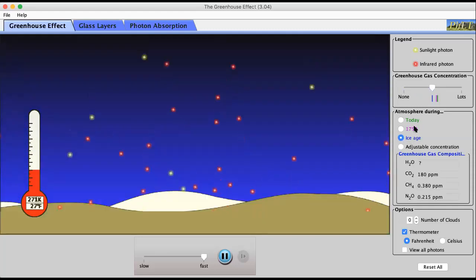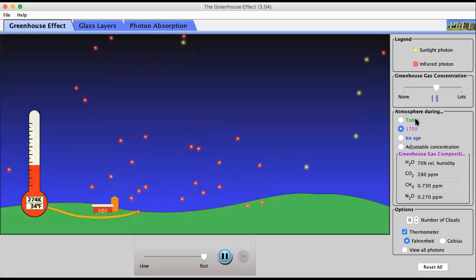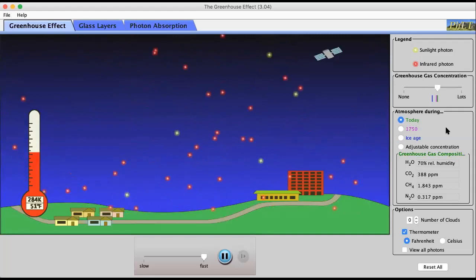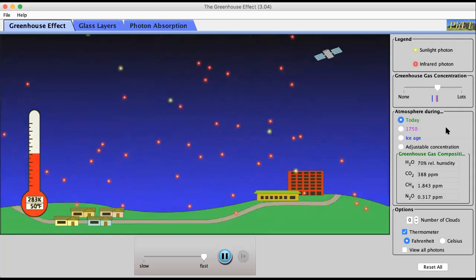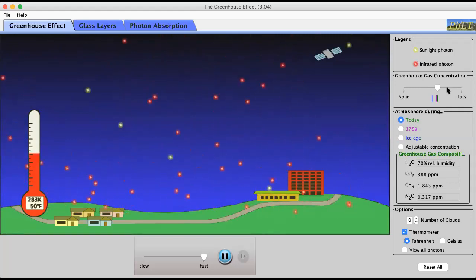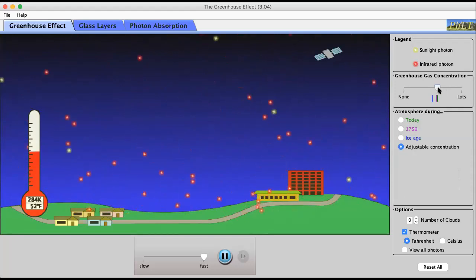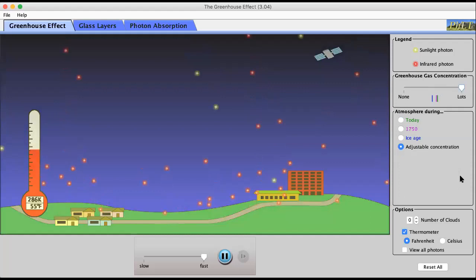To the Ice Age, coming up to 1750 AD, that's before industrialization, temperatures continue to rise. And to today, temperatures continue to rise, and to lots, which is hopefully not our future.